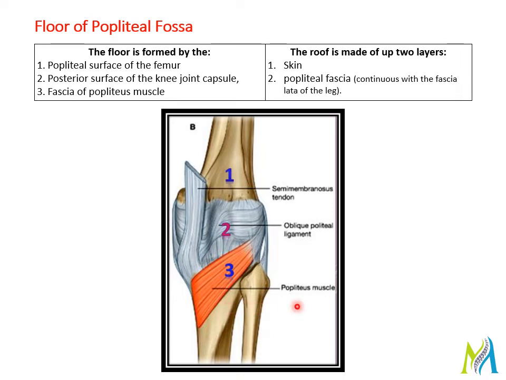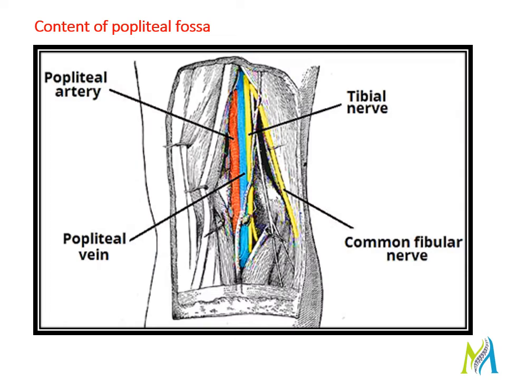We have the skin and we have the popliteal fascia, which is a continuation of the fascia lata or the deep fascia of the thigh and the leg. Now, the content of the popliteal fossa is neurovascular structures entering and leaving, as we mentioned, the leg. From medial to lateral: popliteal artery, popliteal vein, tibial nerve. And then we have another nerve on the extreme lateral. It's called the common fibular nerve, or sometimes they call it the common peroneal nerve.